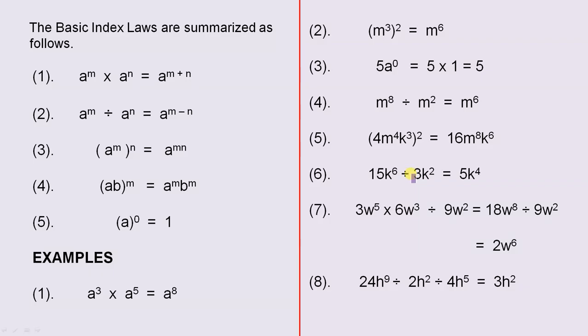15k to the power of 6 divided by 3k squared. 15 divided by 3 is 5. k to the 6th divided by k squared is k to the power of 4.